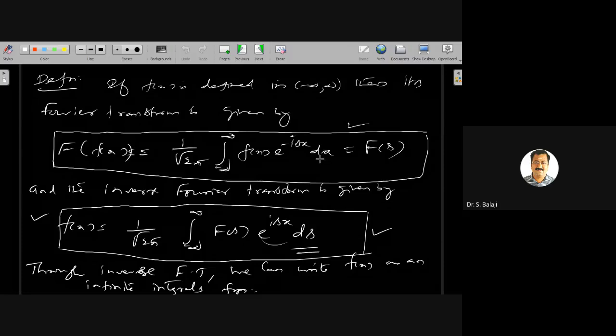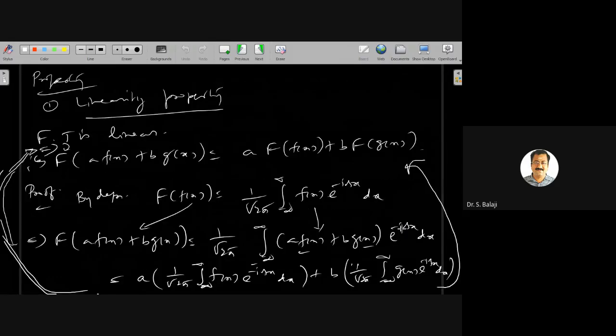This is the Fourier transform definition. In the Fourier transform, we use e power minus isx. In the inverse Fourier transform, we use e power plus isx. But the reverse is also possible. If you use plus here, you have to use minus there. Some textbooks follow plus here and minus there; that depends upon your choice. Minus for Fourier transform, plus for inverse Fourier transform. This is purely with respect to x, and that is purely with respect to s.